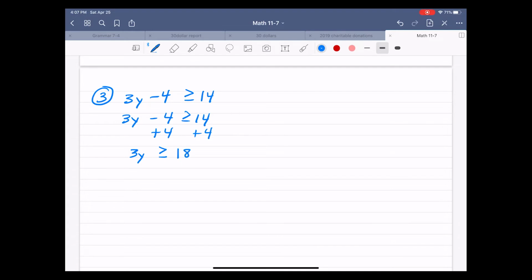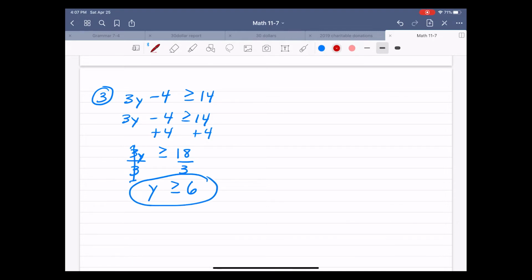And I'm left with 3y. My variable's y. I need to isolate it, get it alone. It's being multiplied, so I'm going to do the inverse, which is divide. If I divide the left, I've got to divide the right. 3 divided by 3 is 1. 1 times y is greater than or equal to 6.